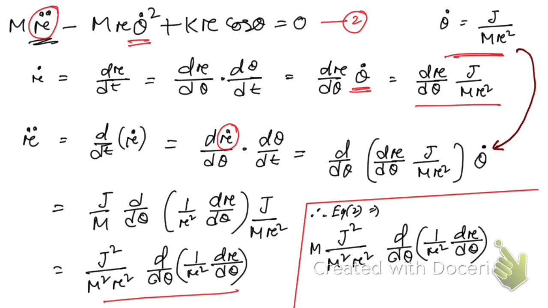Then here theta dot square will be replaced. So minus m r theta dot square is nothing but, let me write this one here, j by m r square, and since this is theta dot square, we need to put the square here. Then plus k r cos theta is equal to 0. That's what we're going to have. So now let me copy this result and go to a new slide.